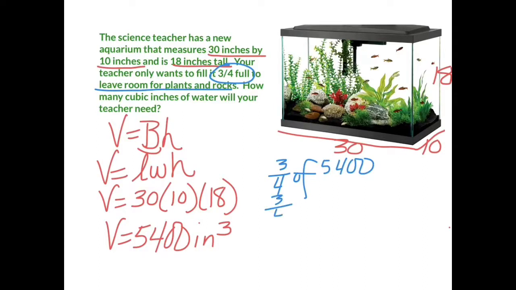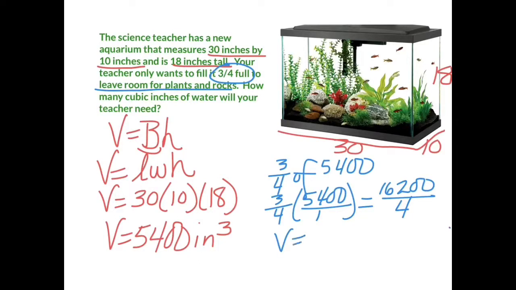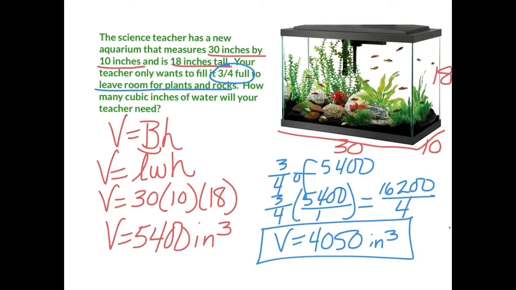You could do 3/4 times 5,400. It's not easy to cancel there, so I just multiply across, which gives you 16,200 divided by 4, which tells you that 3/4 of the aquarium would hold 4,050 cubic inches. So looking at the aquarium, that would be dividing it into 4 parts and keeping 3 of them. So that's the water level right there.